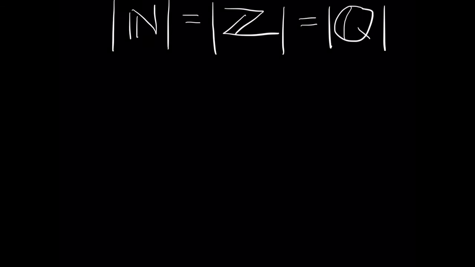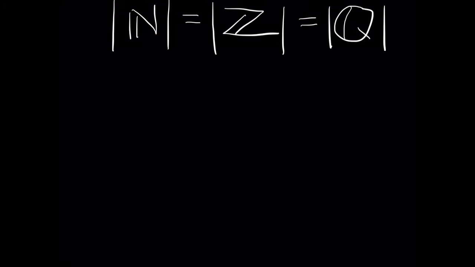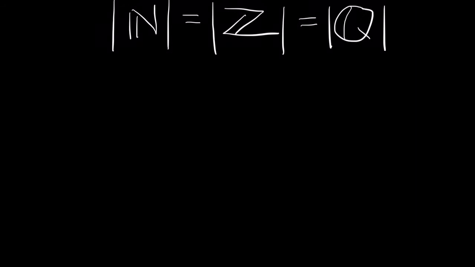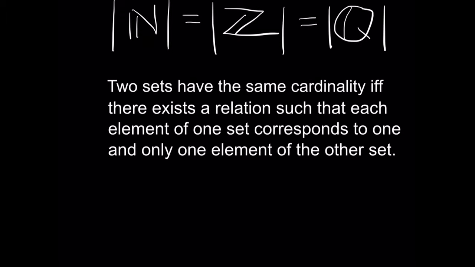In order to really think about these claims in a precise way, we need to know what we mean by same cardinality. So luckily, the mathematician Cantor gave us a really groundbreaking way to think about this. He said that two sets have the same cardinality if there exists a relation such that each element of one set corresponds to one and only one element of the other set. So now what we need to do is think about whether we can find a one-to-one correspondence between the natural numbers and the integers, and also between either of them and the rational numbers.